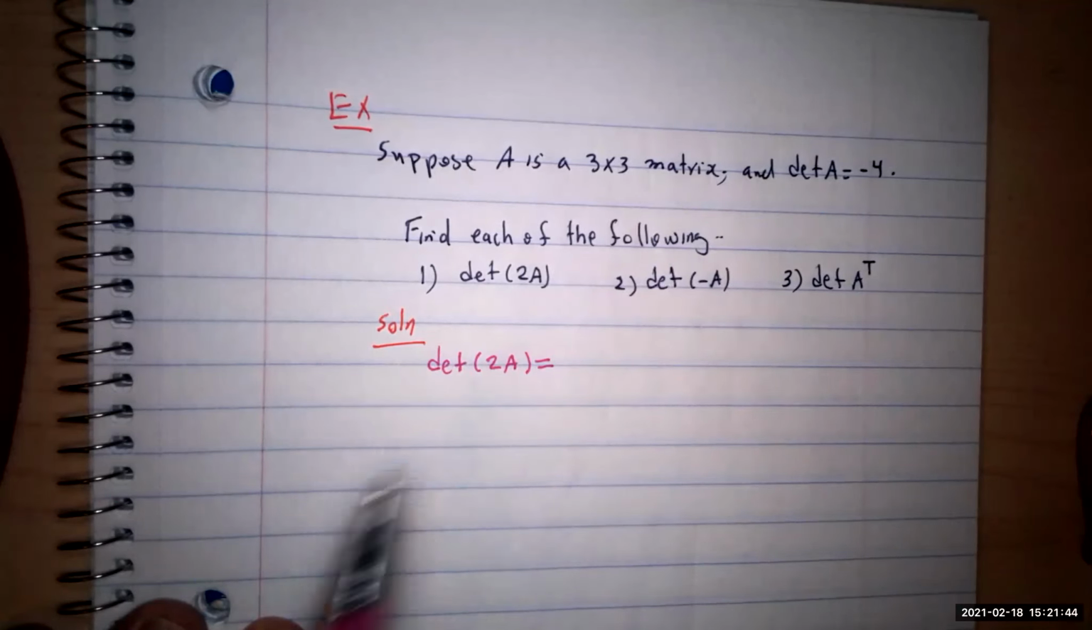So this is the formula that we use. In general, the determinant of negative A is negative 1 to the n times the determinant of A.